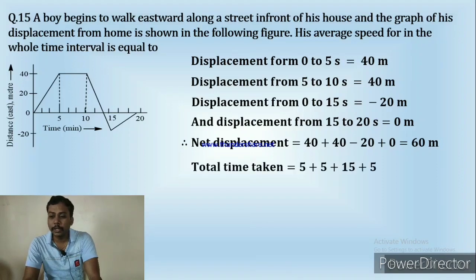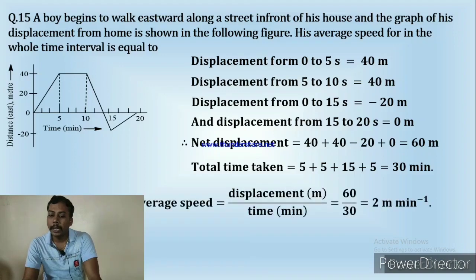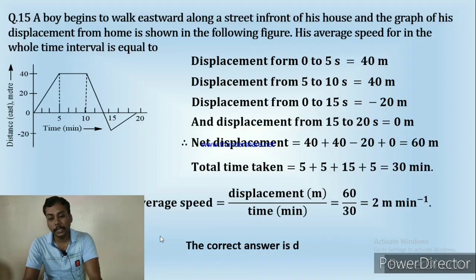So for average speed, first calculate total time taken. So what is the total time? 5 plus 5 plus 15 plus 5, that is 30 minutes. So total time taken by the boy is 30 minutes. So net displacement 60 meter and time taken is 30 minutes. So hence average speed is equal to displacement upon time, 60 upon 30, that is 2 meter per minute, and hence the correct answer is D.